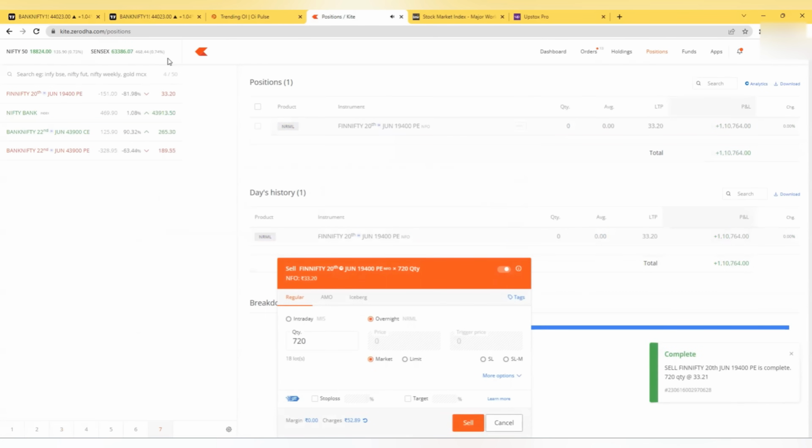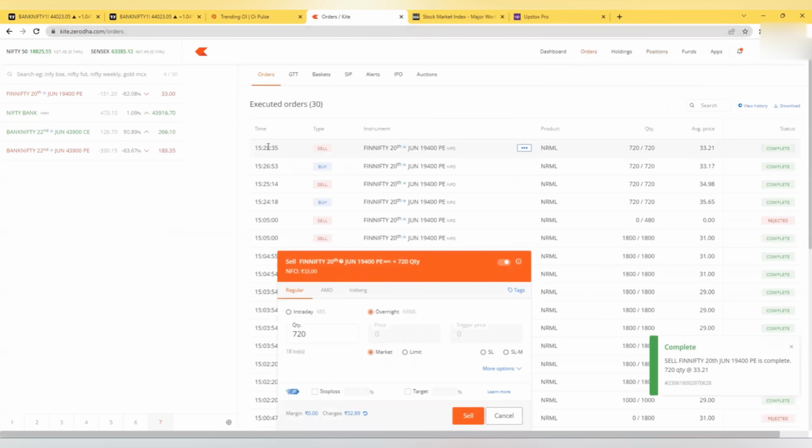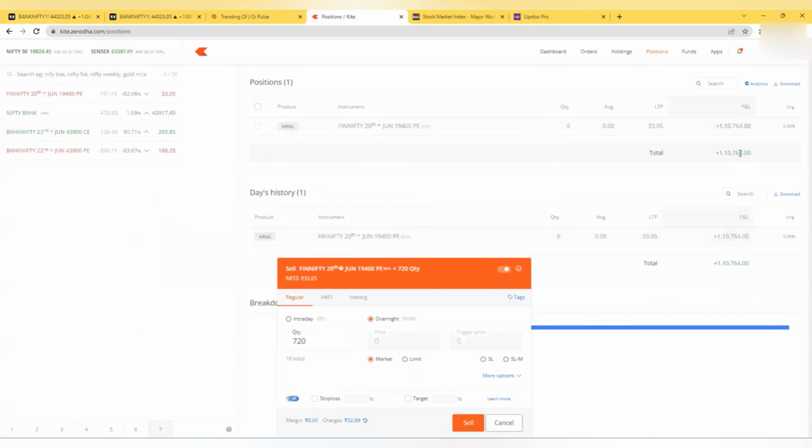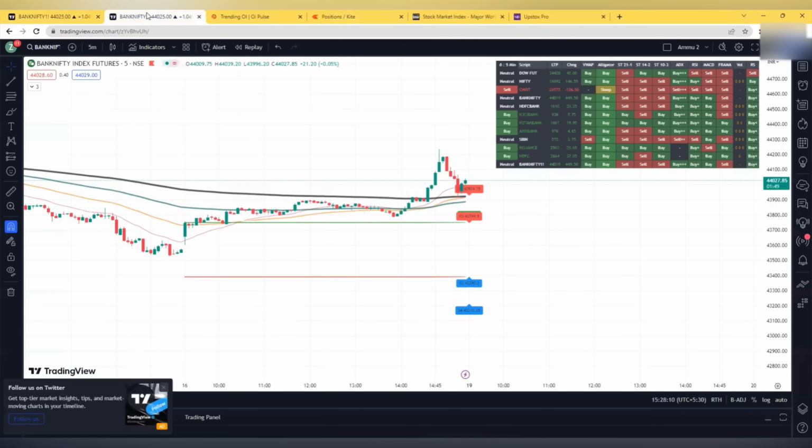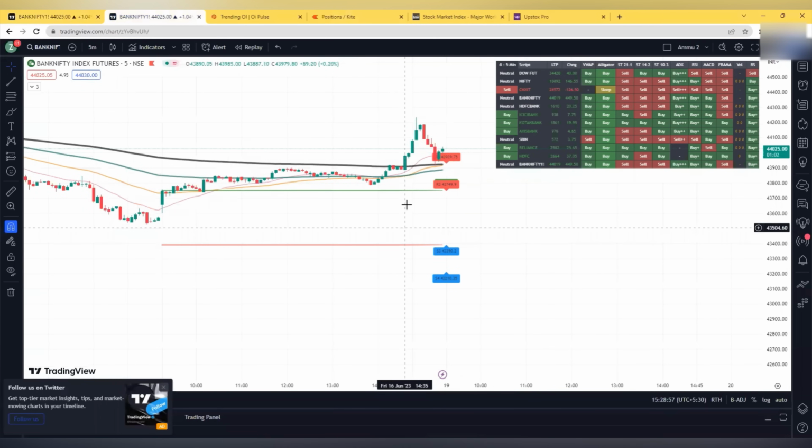I've exited this trade at 33 and the time is around 3:28. Market is about to close. So I'm done with a profit of 1,10,000, which is okay considering it's a Friday. Why I have not traded Bank Nifty today is because Bank Nifty premiums are slightly higher and I'm not getting very good moves. I'm not getting clean moves. On the other side, Fin Nifty premiums are less and I'm getting very good moves on that.